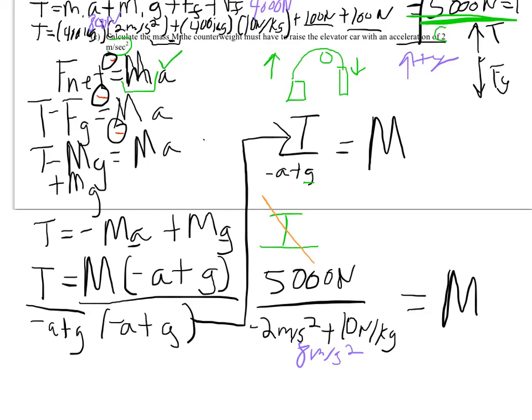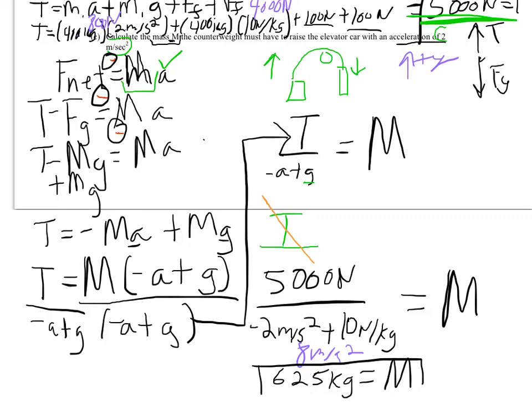5,000 divided by 8. If you want to grab a calculator and do it yourself real fast, I'll pause. 5,000 divided by 8 is 625 kilograms equals capital M. And that is the mass of the counterweight. All right.